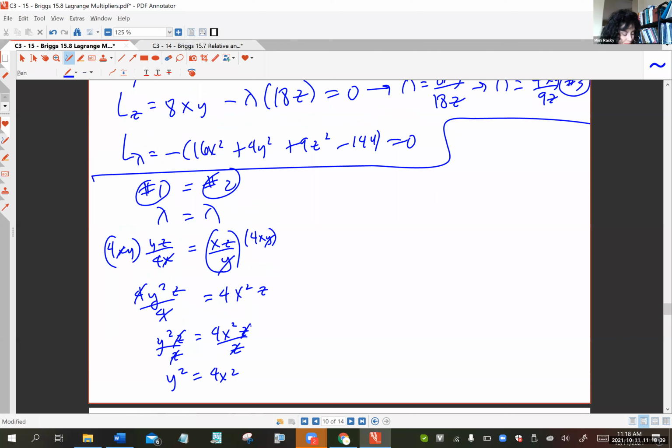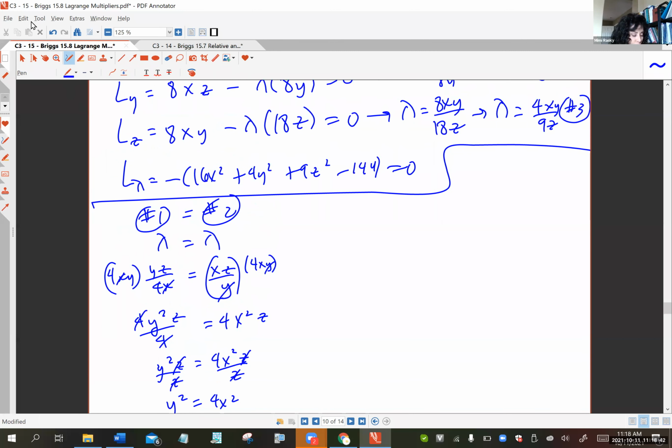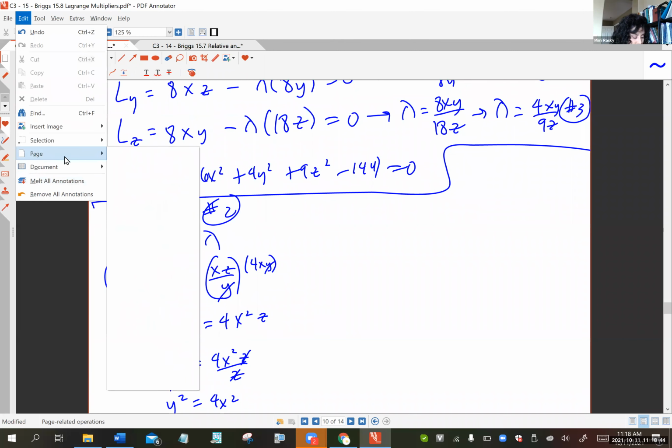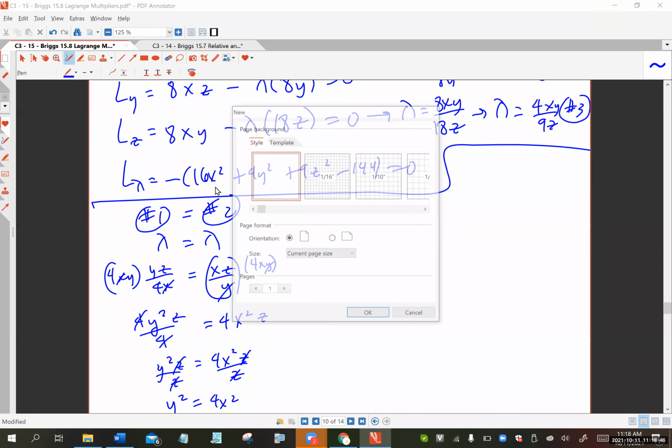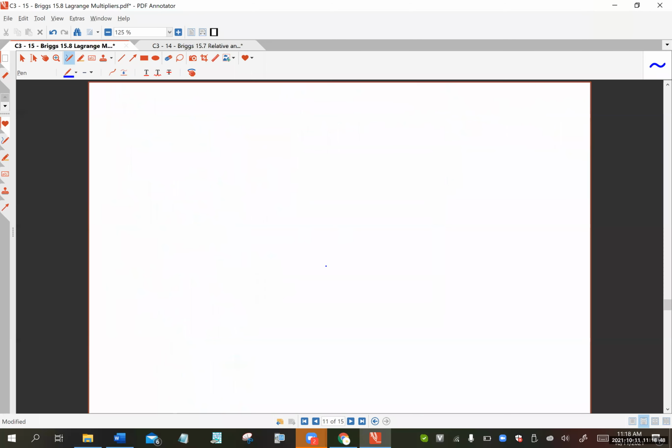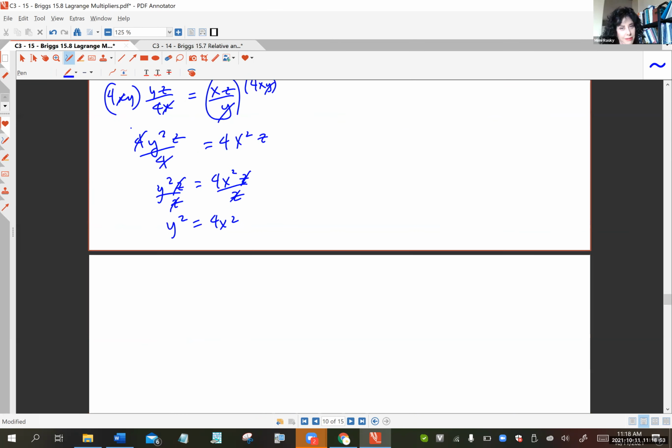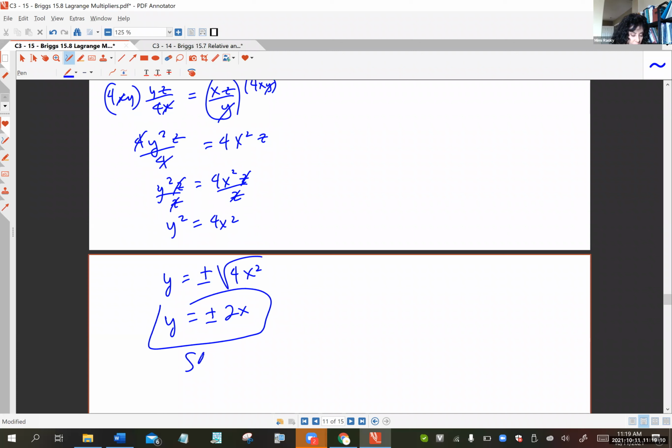Well, now you're going to square root both sides, but what do you have to remember? Plus or minus. You know I'm going to test you on this. You had it on the quiz you just took, believe it or not. So I hope that you remembered it. So y is going to be plus or minus the square root of 4x squared. And then when you simplify, you get y is equal to plus or minus 2x. Save that for later.